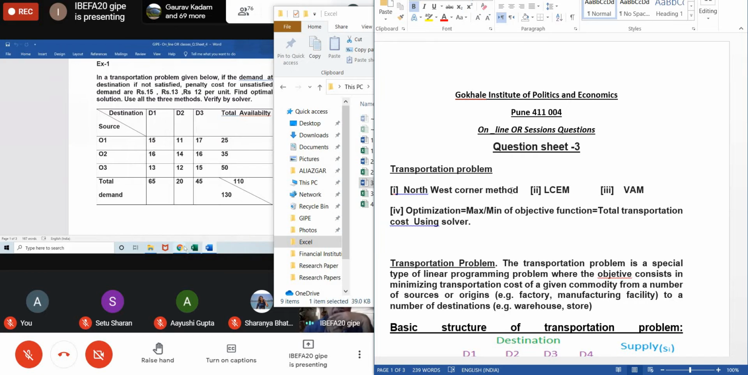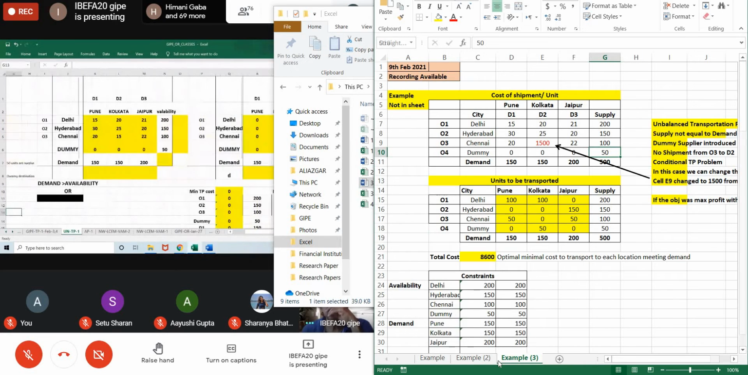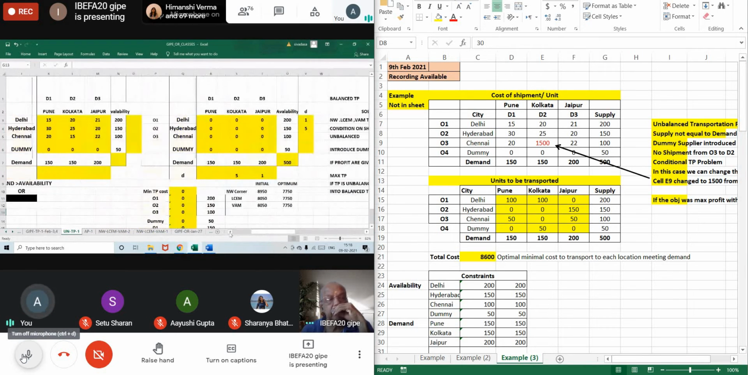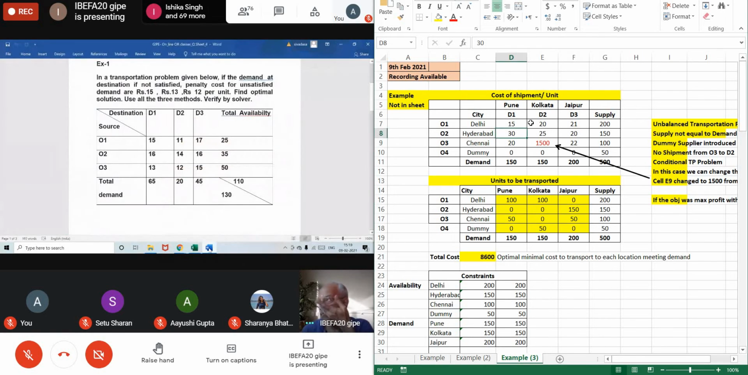After 10 minutes, I will show my answer. By all the three methods, optimum has to be there. Same optimum. Sir, could you please go back to the Word file? Everybody should work. For the coming class test, you will be having only operations research questions.